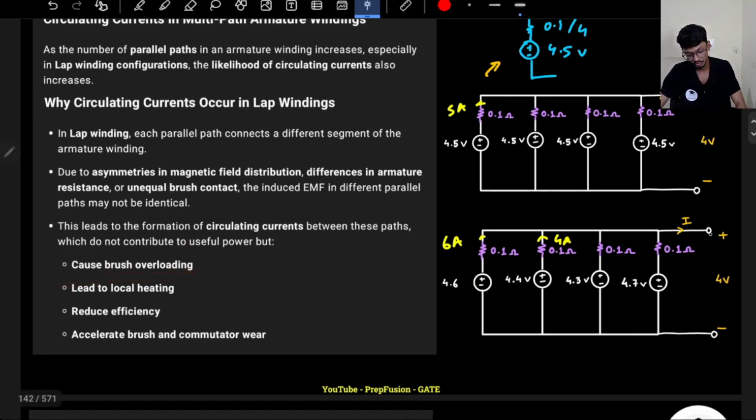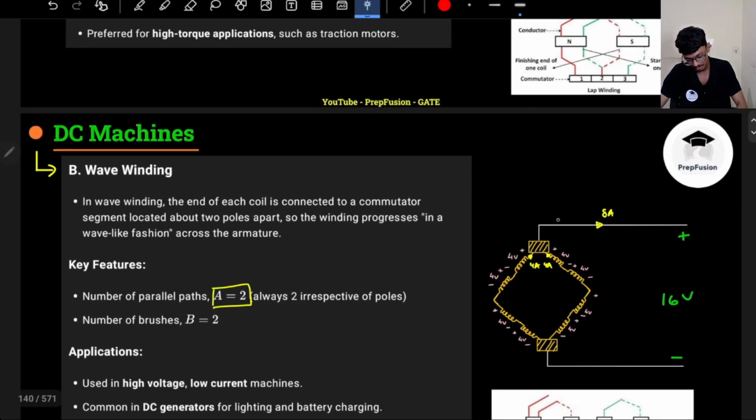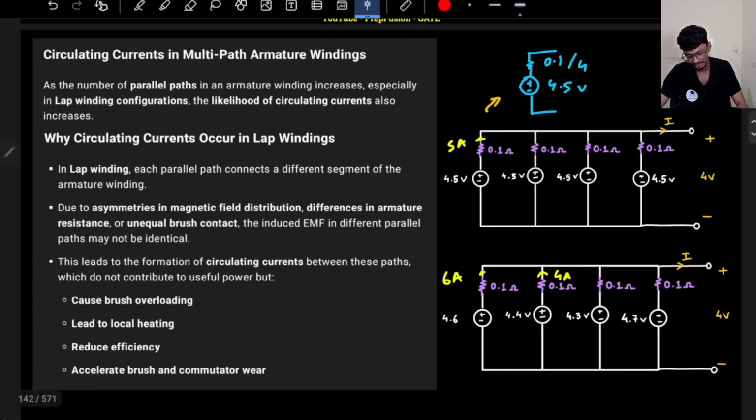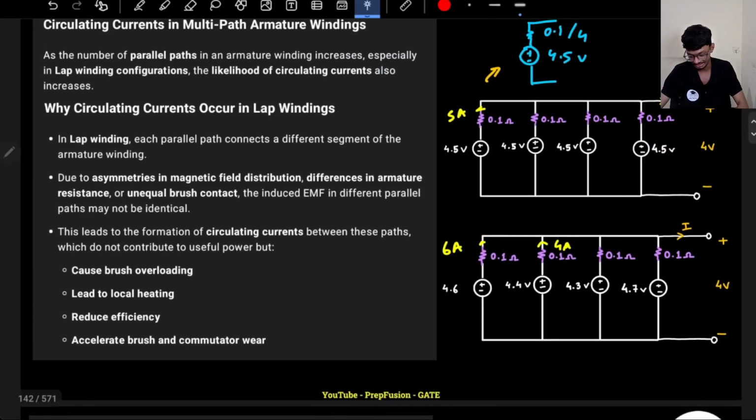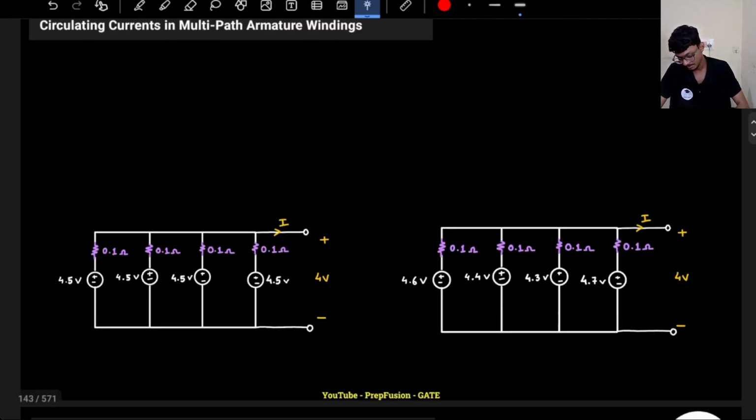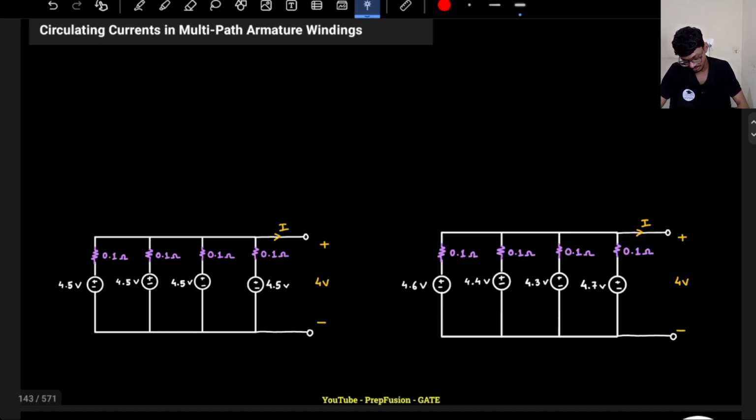It can cause brush overloading, because through the brushes, there is a maximum rating of the current that can flow. If a huge amount of current is there, then the brush can get damaged. It can cause local heating because more copper loss will be there. If this is supplying more current, there is more copper loss here. It reduces efficiency, of course, and accelerates brush wear and tear, because high current is flowing and the brush can get damaged much more easily. So that's the difference basically. I hope you have understood.